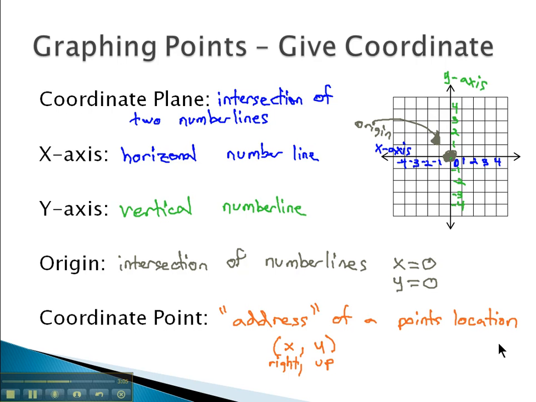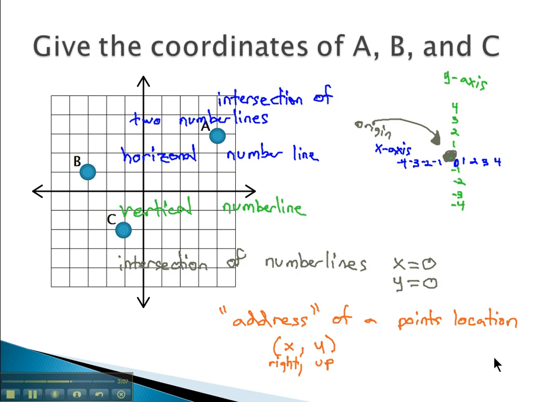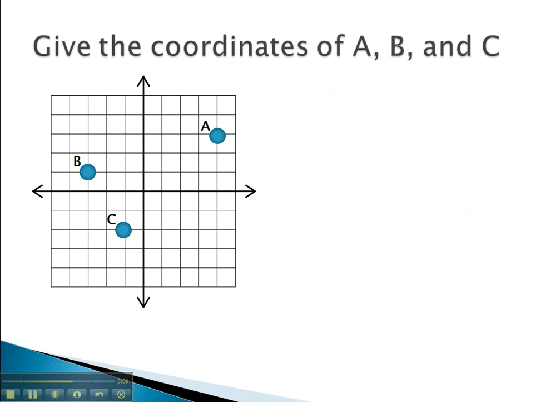So, for example, if we were to look at these three points and we wanted to give the coordinate point of A, B, and C, A, this first point, we always start from the origin, we would have to go right 4 and up 3. So, the coordinate point or address of A would be 4, comma, 3.